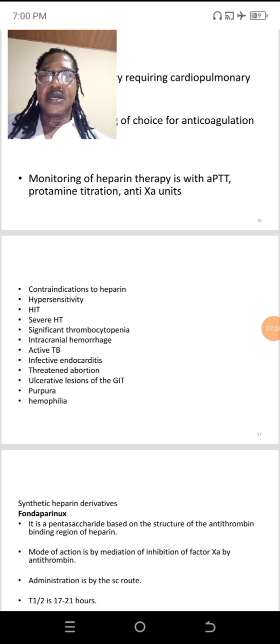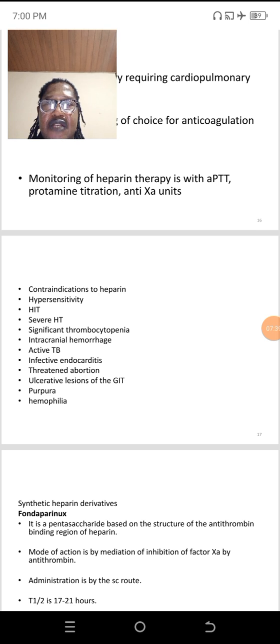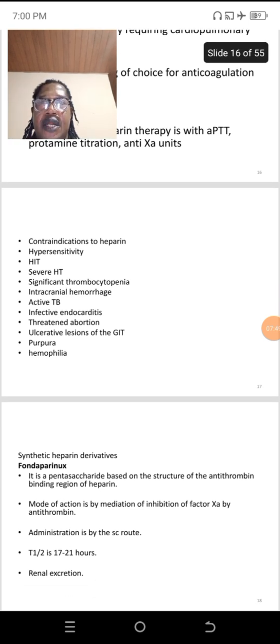Then, severe hypertension is also another contraindication to heparin. Hypersensitivity to heparin, significant thrombocytopenia, intracranial hemorrhage, active tuberculosis, ulcerative lesions of the GIT, hemophilia are some of the contraindications to the use of heparin.